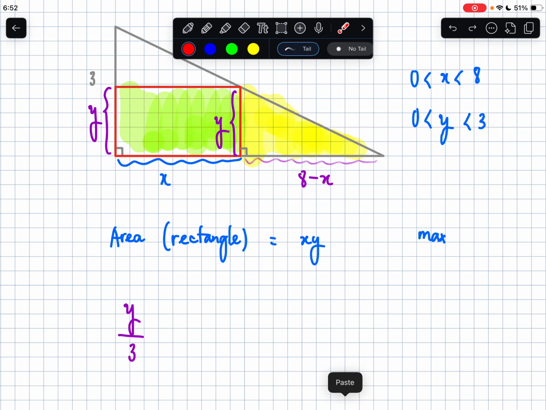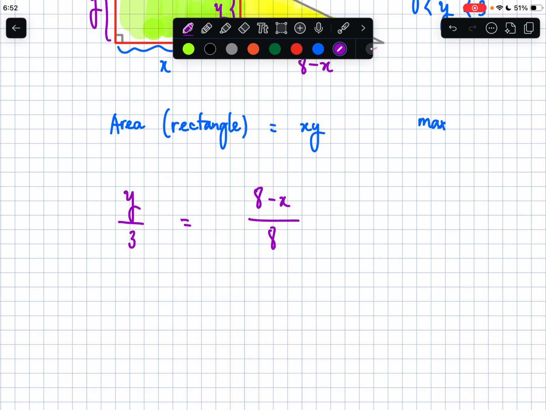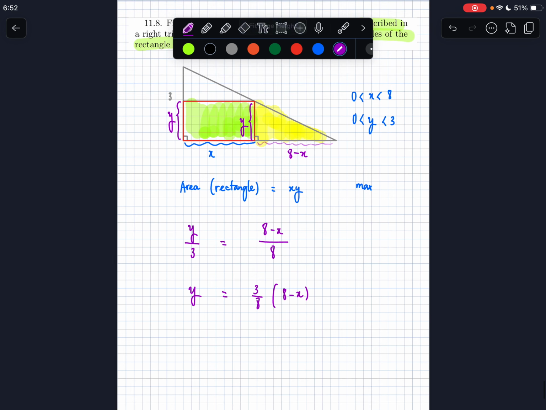y over 3 equals (8 minus x) over 8. I hope you understand that. We have two right triangles, the yellow one and the bigger one. They are similar, so this length over this length equals this length over this length. Now we can rewrite x in terms of y or y in terms of x. In this case, y equals 3 over 8 times (8 minus x). So now we get rid of one variable.